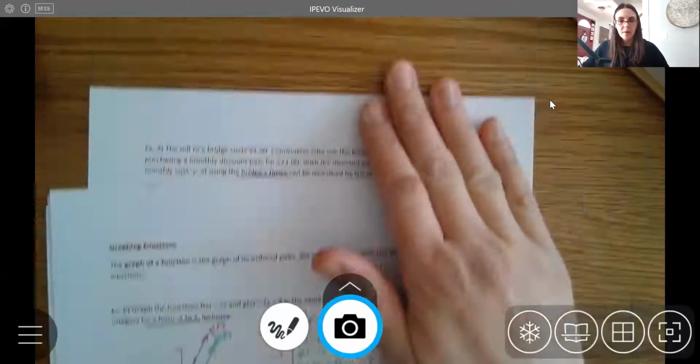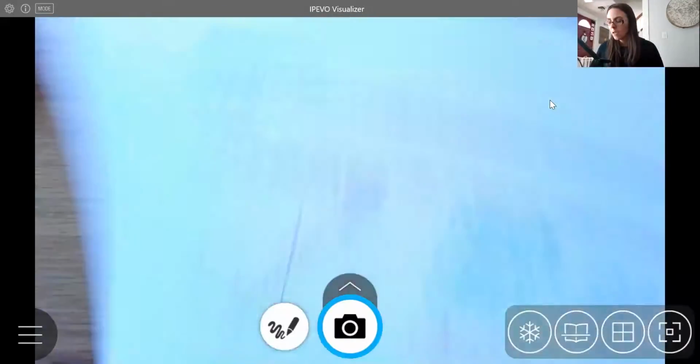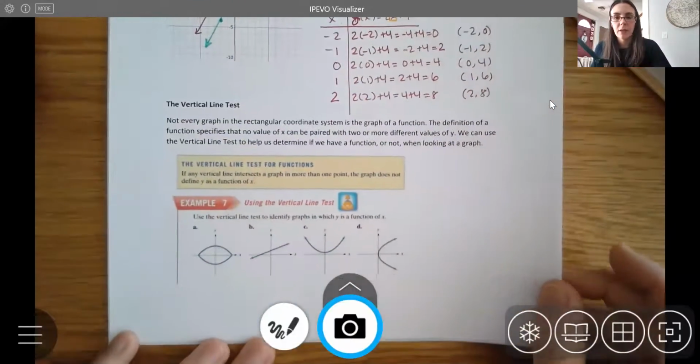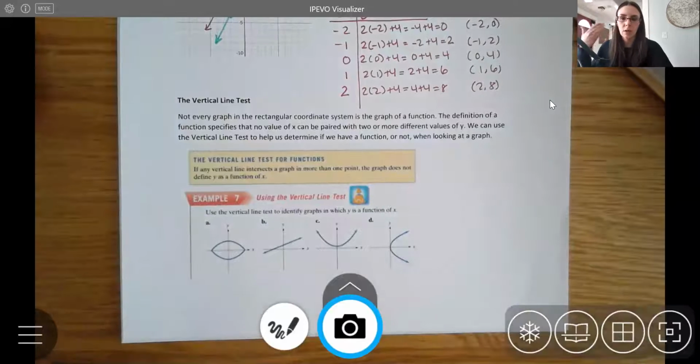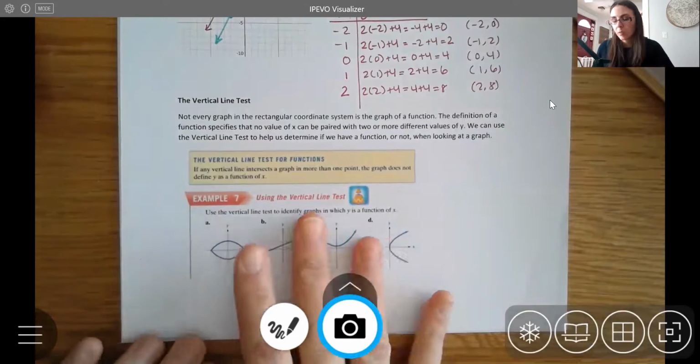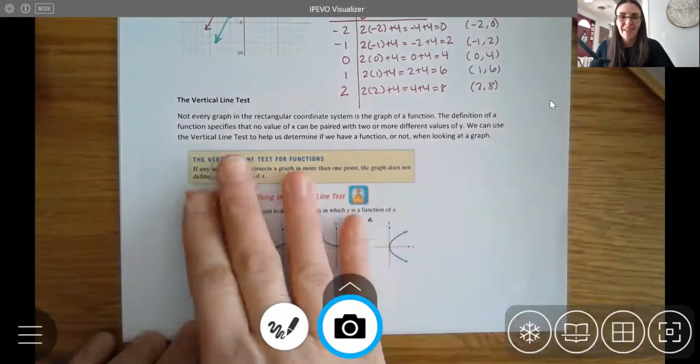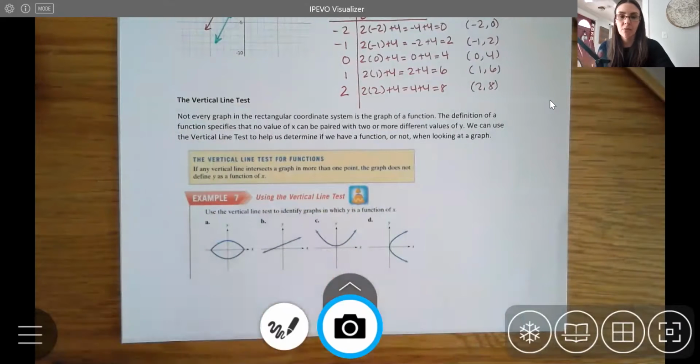All right, now let's talk about something called the vertical line test. When determining if something is a function, it can sometimes be tricky because you want to think about all possibilities. Is any x value going to give me two different y values? Sometimes a nice way to look at it is to look at the graph. And we have the vertical line test, which will tell us if a graph is the graph of a function or not. So not every graph in the rectangular coordinate system is the graph of a function.